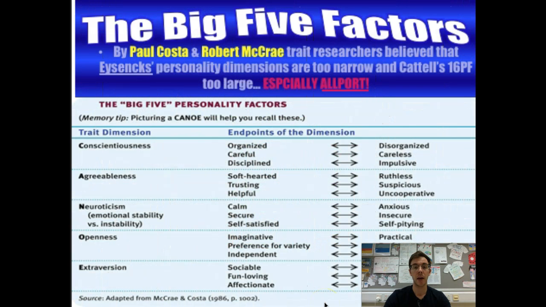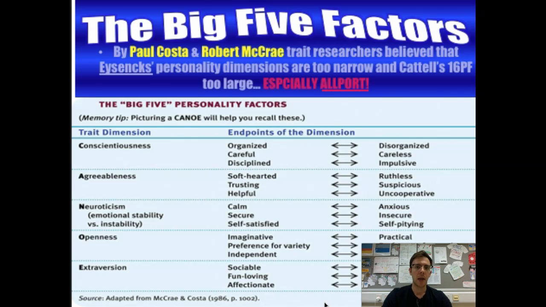Next we have the Big 5 factors. This theory was developed by Paul Costa and Robert McCrae, who believed that Eysenck's personality model, or these 2 dimensions, was too narrow, looking only at extroversion, introversion, and emotional stability, which on here would be seen as neuroticism.